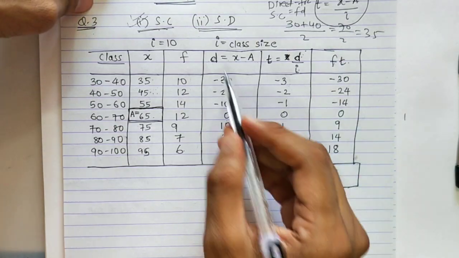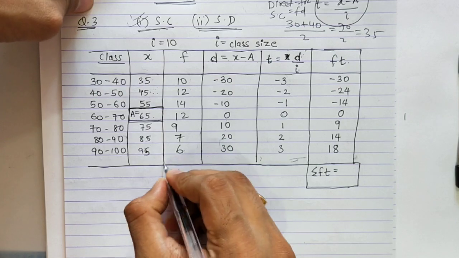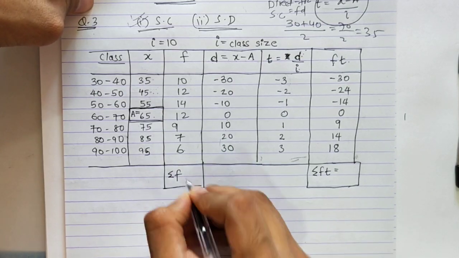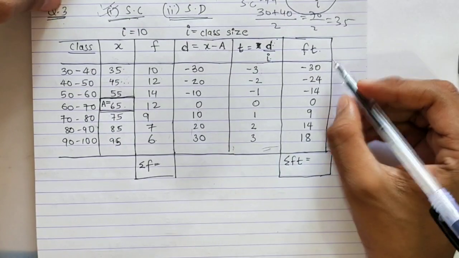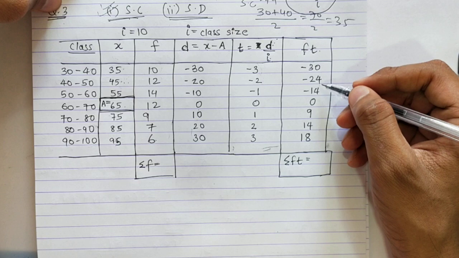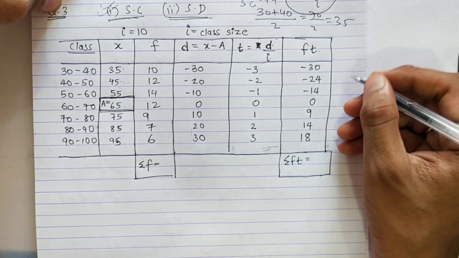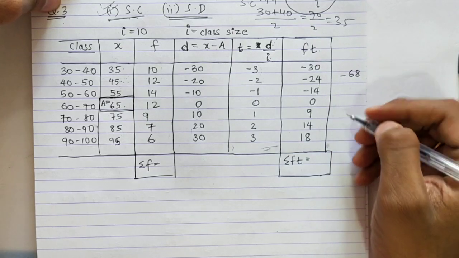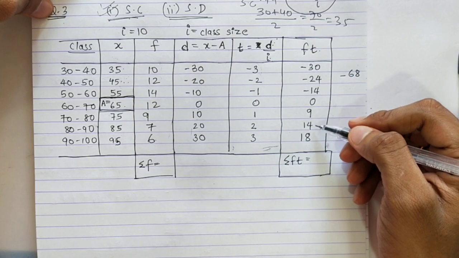Summation of ft, and I'll add all the values of f. So I'll get summation of f. Okay, so how to do the addition? I've told you, first add the negative values. So the negative values are 30, 54, 54, 68. So you have minus 68, and then here 18 plus 14 is 32.